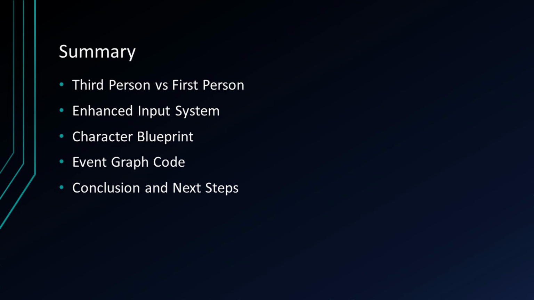First, I will go over a brief description of the difference between third-person and first-person view. Then, I will demonstrate the enhanced input system necessary for this setup. Next, I will go over the anatomy of your character blueprint and the associated camera settings. Finally, I will show the character blueprint code necessary for two different versions of this toggle system to operate. I will conclude this tutorial with a brief overview and suggested next steps to be taken up on your own.